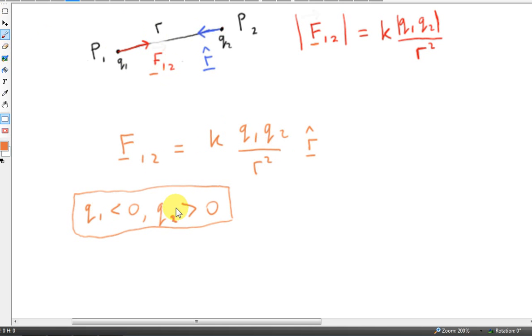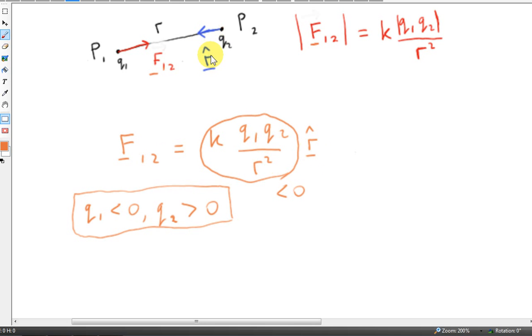Let's consider the case where the charges are opposite. So let's suppose that we have a negative charge Q1 and we have a positive charge Q2. Then what do we get for this quantity? What sign will this quantity have? Well, if Q1 is negative and Q2 is positive, then we have negative times positive, which is negative. R squared is always positive, that's just the distance, and the constant K is always positive. So then F12 will be a negative scalar times unit vector R.